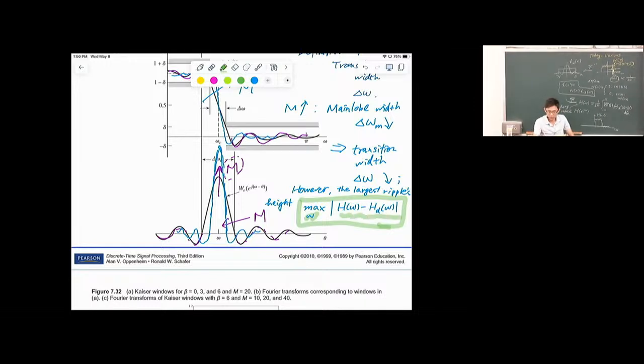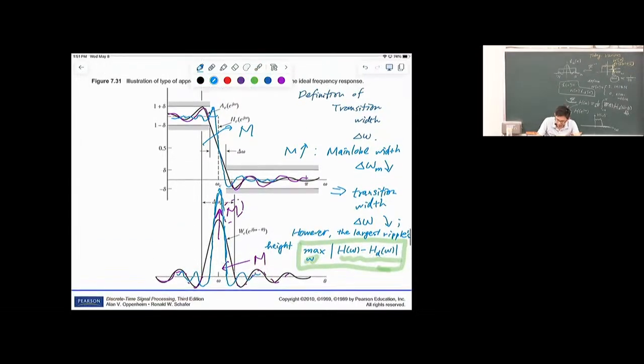Here the letter D stands for desired. The desired response, which is the ideal low pass. The largest deviation from the ideal low pass, and put the absolute value here. That quantity is the height of the largest ripple, and it will not be reduced merely by increasing m. It doesn't help. Increasing m does not help us reduce the largest ripple, the largest deviation. And this has a name. This is referred to as Gibbs phenomenon, for those of you that are interested.